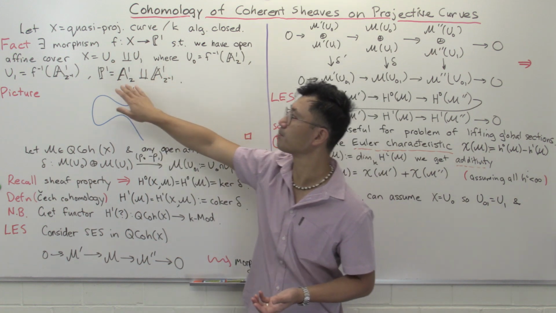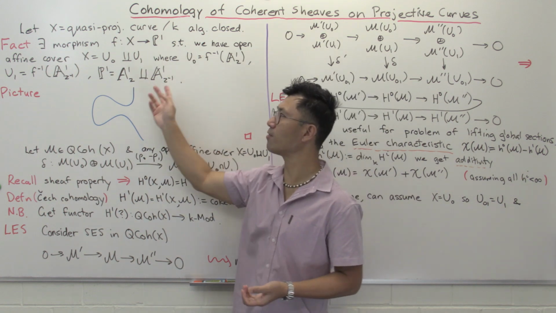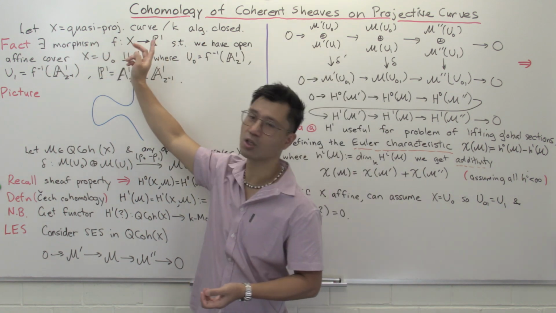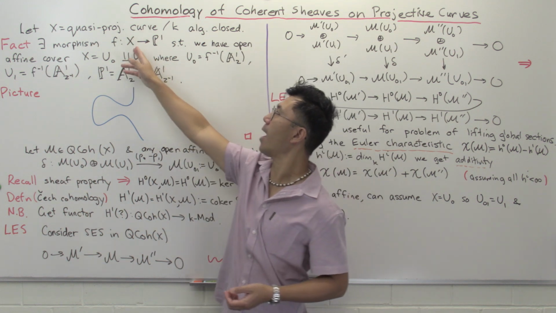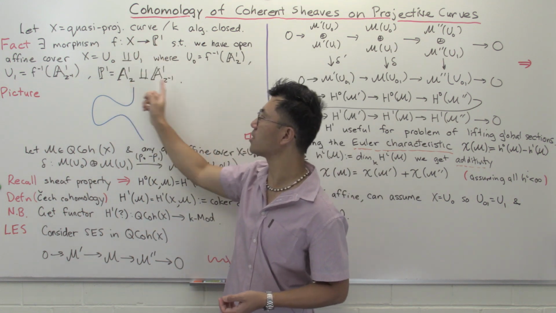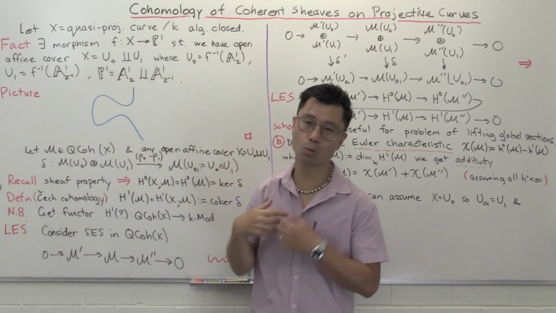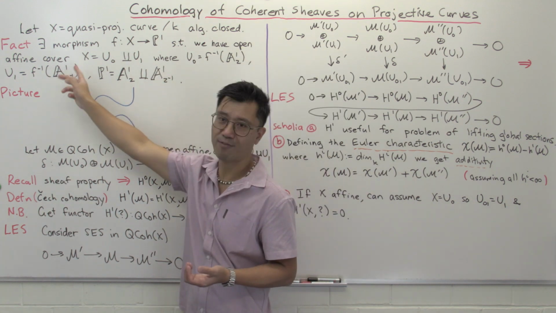One way to actually prove this is that there's a non-constant map from X to P1, and you just look at the inverse images of these two open sets, and that will give you an open affine cover.